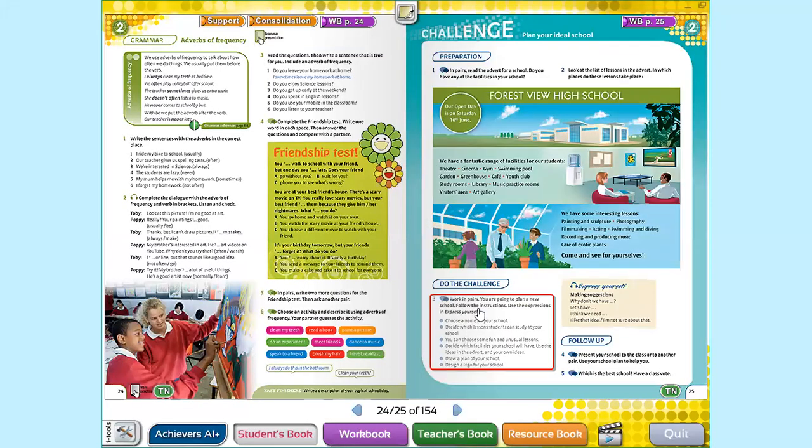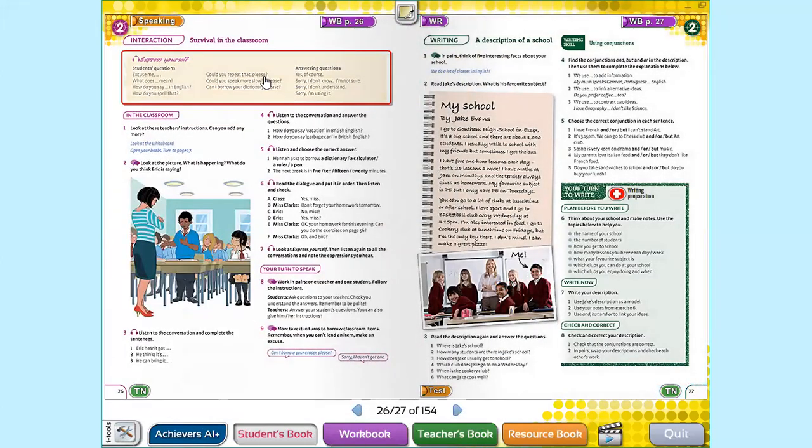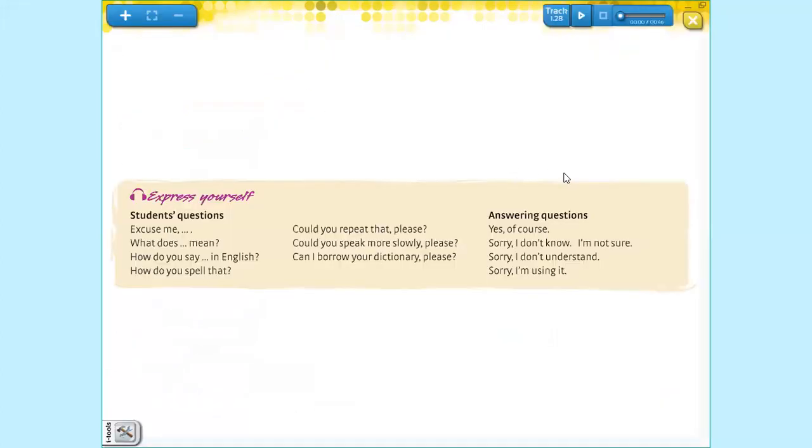Now let's keep the interaction, challenge, preparation, things like that. Okay, interaction. This interaction, express yourself. Students' questions. Listen and repeat. Excuse me, what does mean? How do you say in English? How do you spell that? Could you repeat that, please? Could you speak more slowly, please? Can I borrow your dictionary, please?